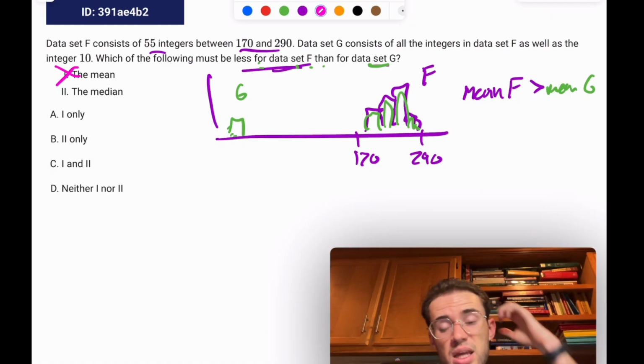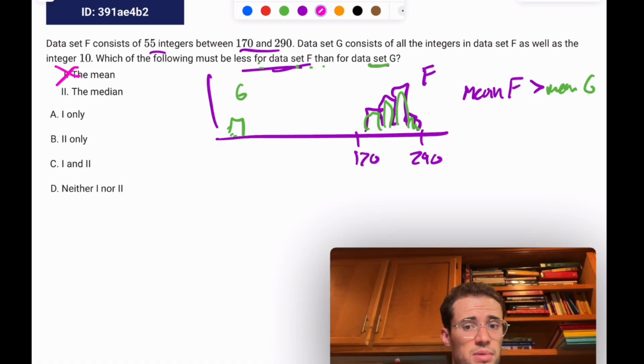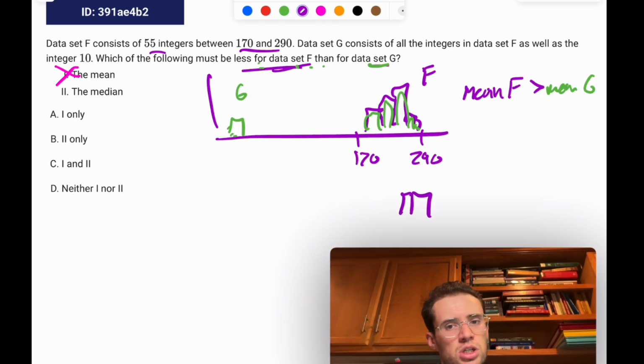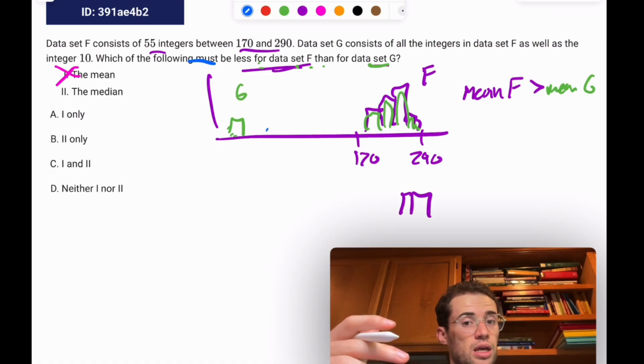The median could change. It depends what the median was originally, and then if the value right below that was the same value, or the next value. We've seen some examples in previous problems where the median doesn't necessarily change, it could change. Which of the following must be less? And again, it's less. So G either has the same median or a smaller median. There's no way where G has a bigger median. So it also cannot be bigger.